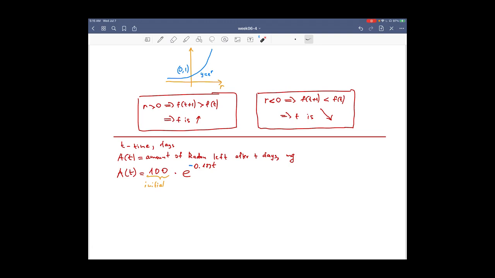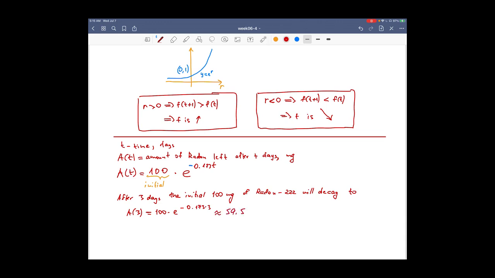So we have this formula, and therefore after 3 days, the initial 100 milligrams of radon-222 will decay to A of 3, which simply is 100 times e to the power negative 0.173 times 3. That is roughly 59.5 milligrams.